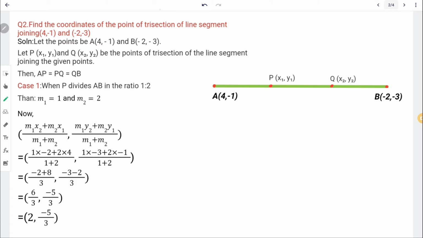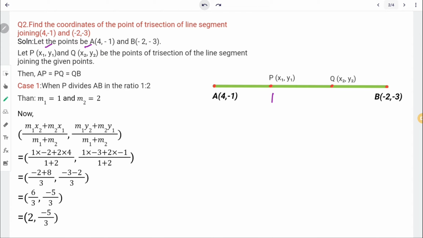Okay, now let's go to question number 2. Once again, find the coordinates of the point of trisection. Trisection means 3 equal parts, which means from here, this part, and even this, they're all equal. Trisection, 3 equal parts: 1 part, 2 part, and 3 part. Of the line segment they've given us joining, this will be our A, and we're going to take this to be B. Let P(x1, y1) and Q(x2, y2) be the points of trisection. So this is P and Q.